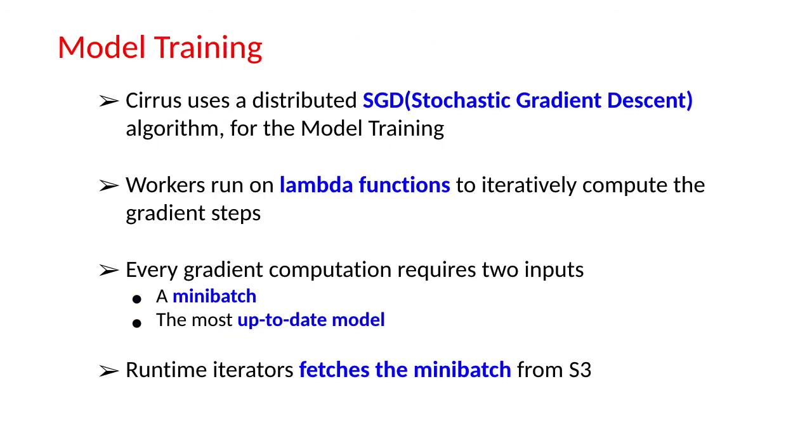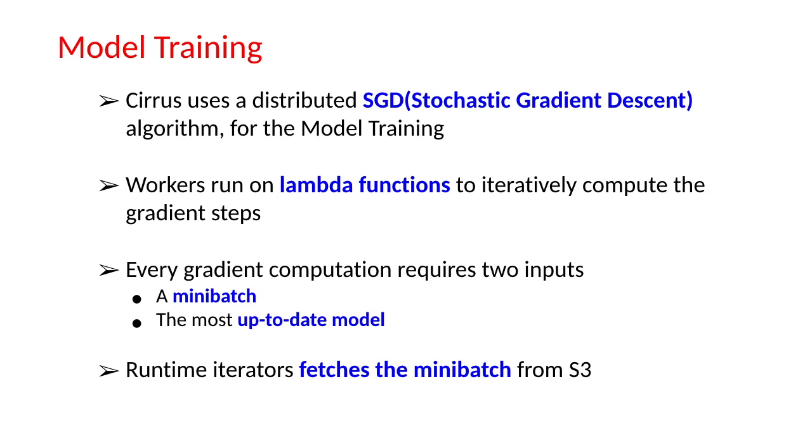In model training, Cirrus uses a distributed SGD, that is, the stochastic gradient descent algorithm, for the model training. Workers run on Lambda functions iteratively to compute the gradient steps. Every gradient computation requires two inputs. The first one is a mini batch and the second one is an up-to-date model. The mini batches are fetched from S3 through the Cirrus runtime iterators. Why do we fetch them from the iterators? Because these mini batches work within the worker's memory, and it also has very low latency.